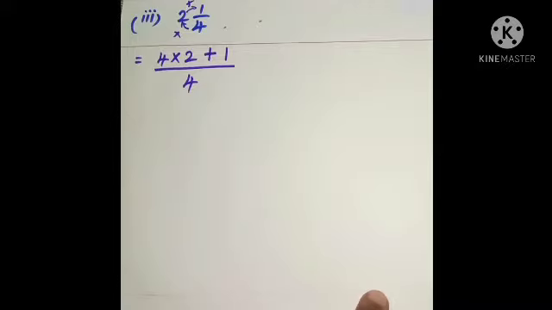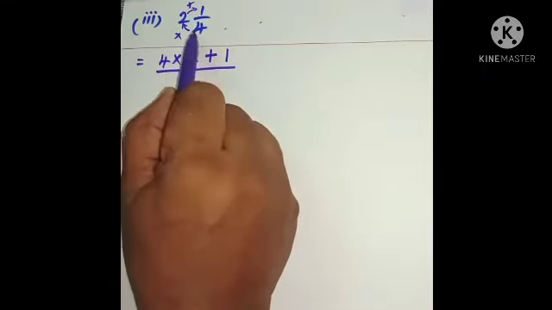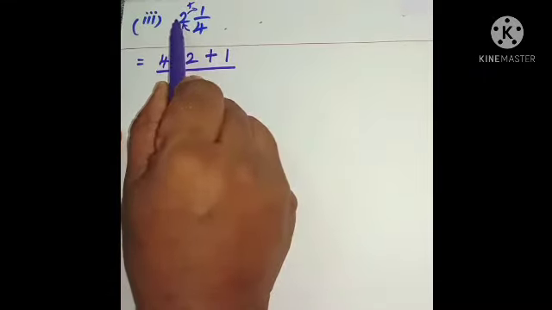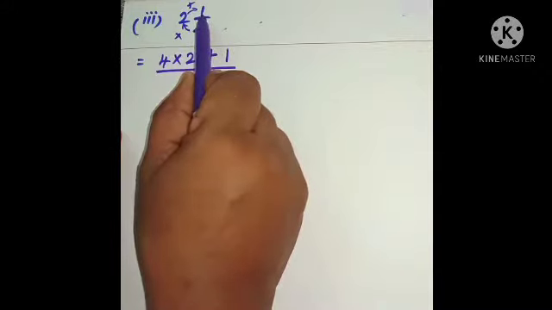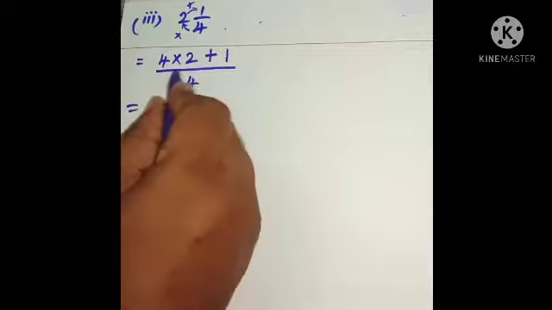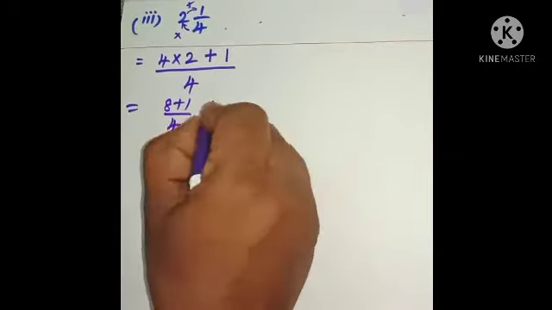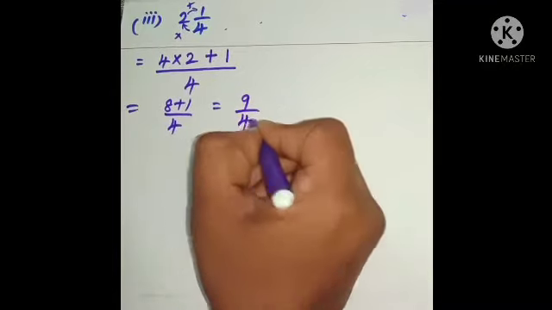Know how to convert the given mixed form into improper fraction. So children, first convert the mixed fraction into improper fraction, that is multiplying the denominator with the whole number and adding the number with the numerator, divided by the denominator. So 4 into 2 is 8. 8 plus 1 by 4. Here we get 9 by 4.